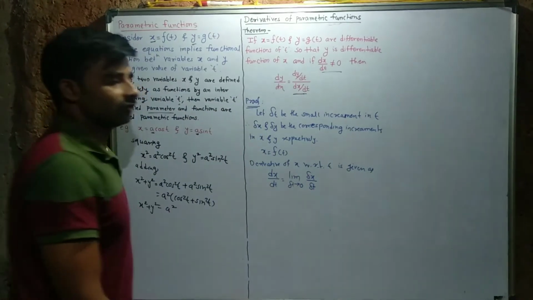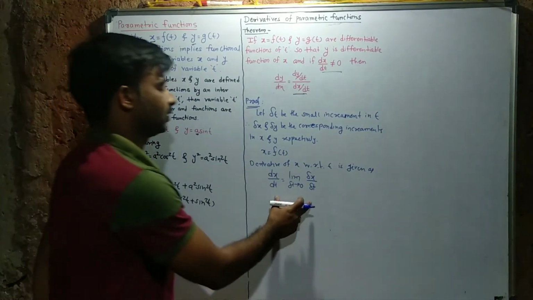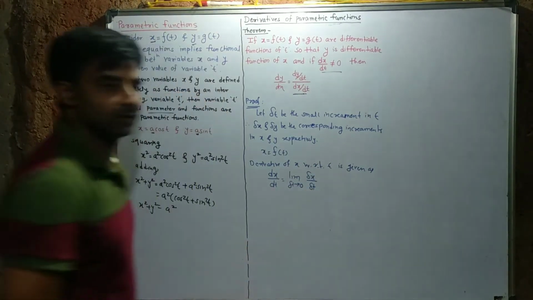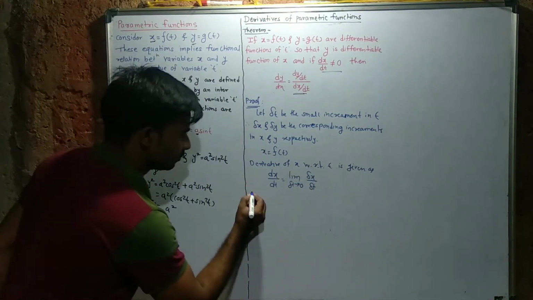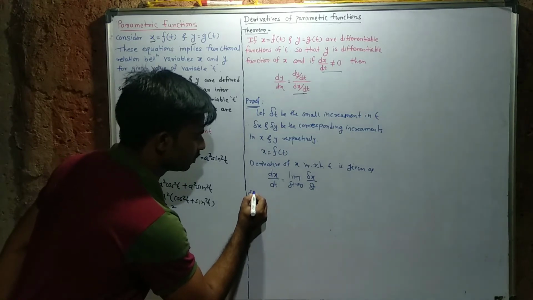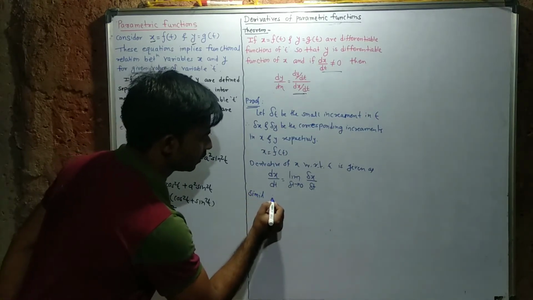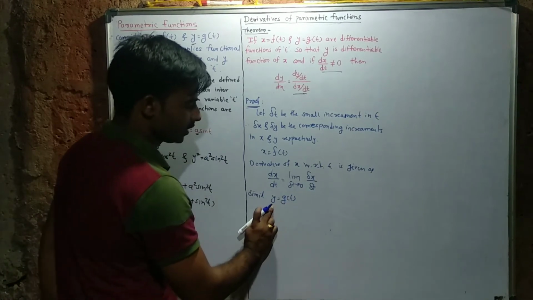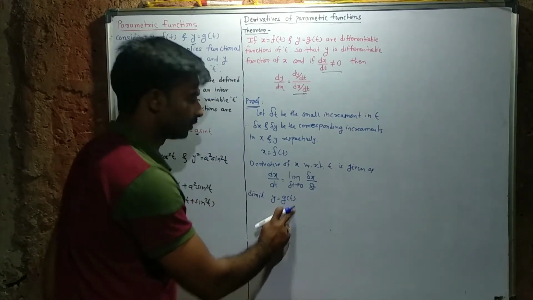This is according to the definition of derivative. Similarly, consider y equal to g of t. That means y is a dependent variable and t is an independent variable.